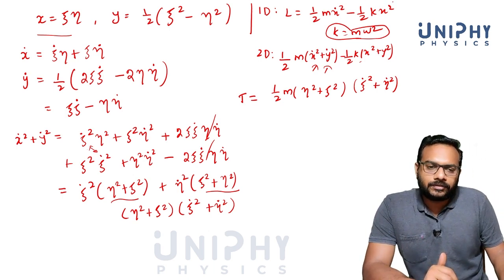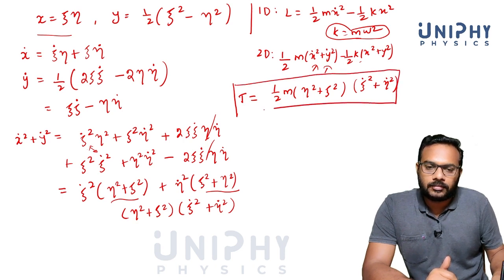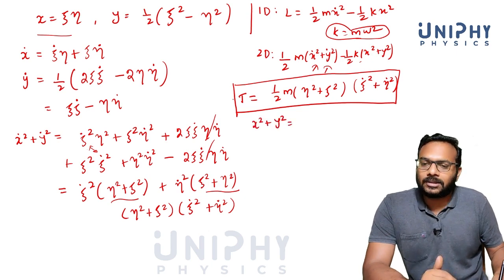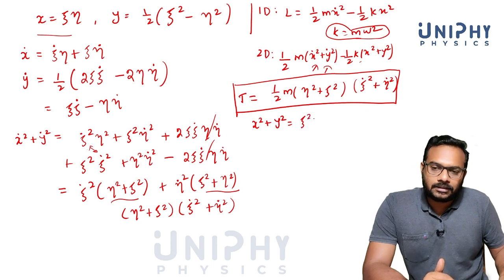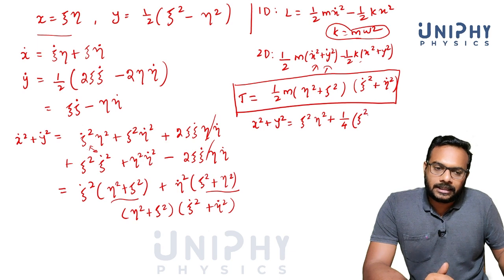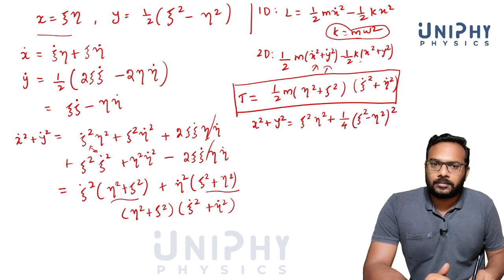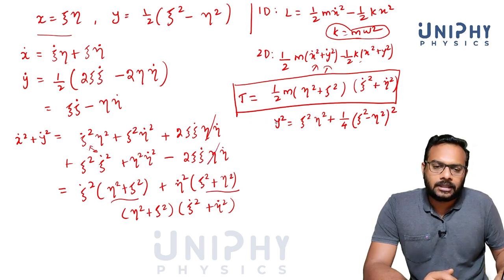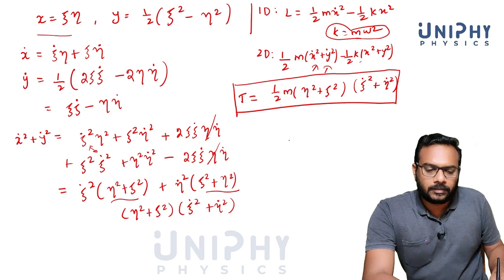First let's find x square plus y square. We'll see if we can simplify it. This is our kinetic energy. In order to find the potential energy, we do x square plus y square. Here that is xi square eta square plus 1 by 4 xi square minus eta square, whole square. Maybe we'll do it on the next page. So we'll take this from here.